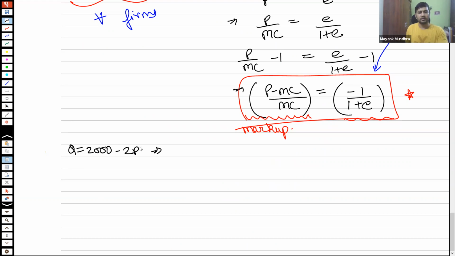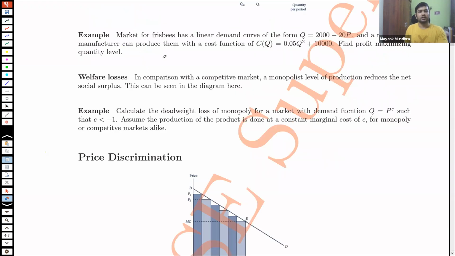Which implies minus 20p, which implies price must be equal to 2000 minus Q by 20, which is 100 minus Q by 20. Okay, so that's my price.